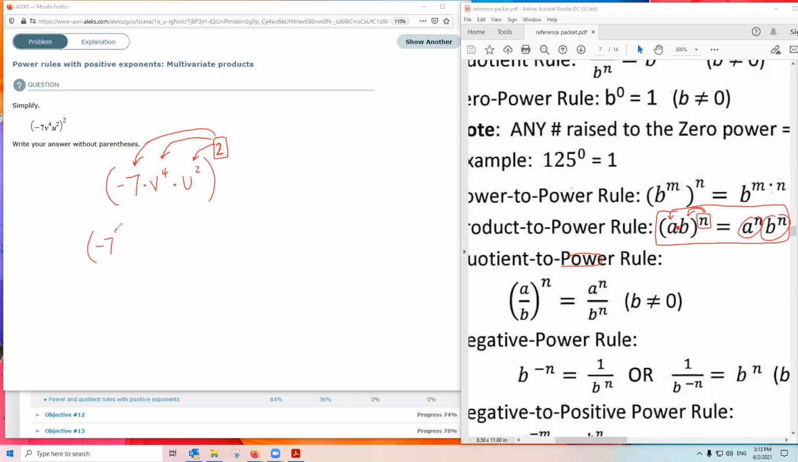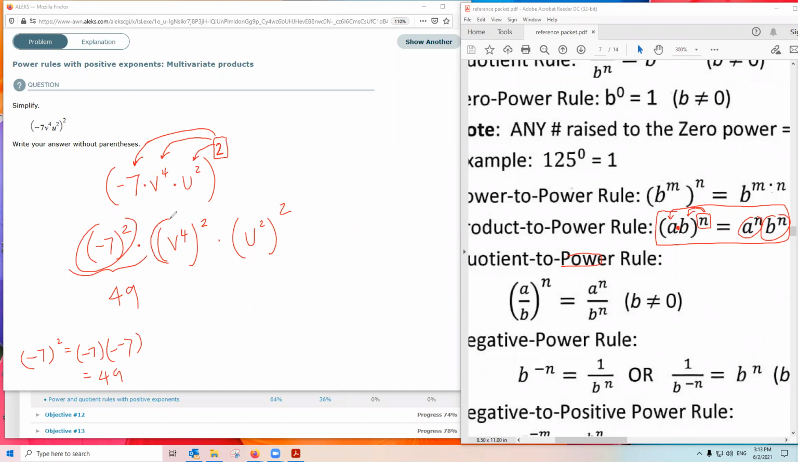It's going to be -7 to the exponent 2, v to the 4 to the exponent 2, and u to the 2 to the exponent 2. All right, well, -7 to the 2, that's -7 times -7, but that's positive 49. So this is a positive 49.